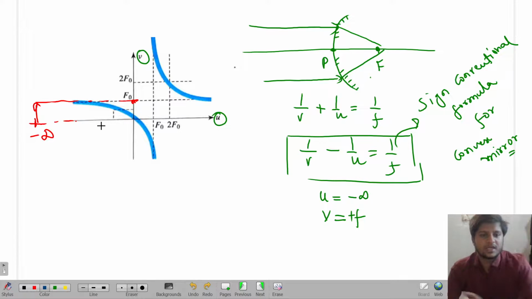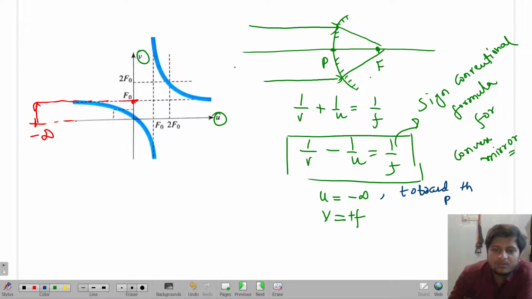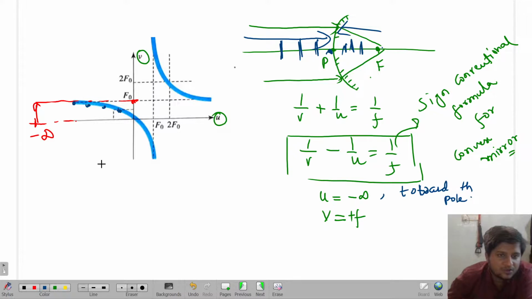So what I'm saying is that when the object comes from minus infinity towards the pole, you observe that the image distance also decreases towards the pole. For infinity the image is formed at the focus; for less than infinity the image will be formed at less than the focus. As the object comes much nearer to the pole, the image is formed nearer to the pole too. The more the object comes from minus infinity towards the pole, the more the image comes nearer to the pole, until the image distance becomes zero. So this is my graph when the object is coming from minus infinity towards the pole. Got it or not, Gagan?